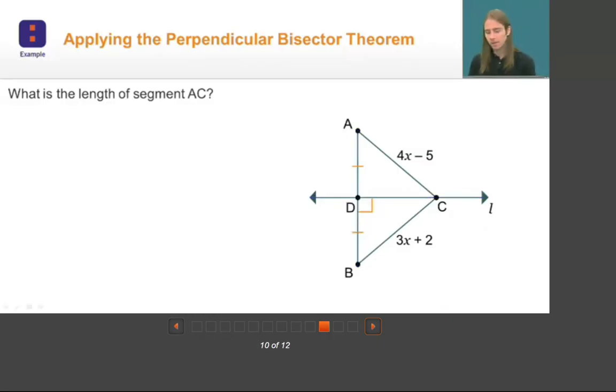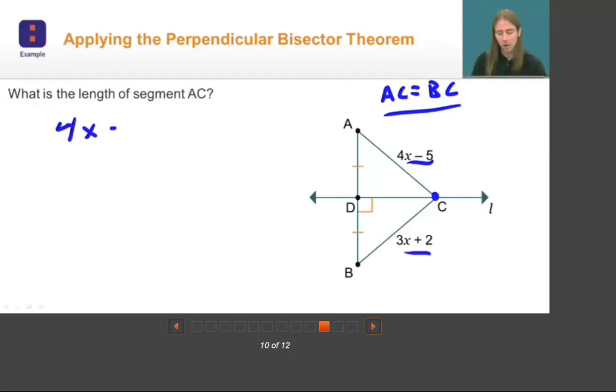And furthermore, since point C is a point on line L, I know that it must be equidistant from the endpoints of line segment AB. So that tells me actually that the length of AC is equal to the length of BC. And we can use that fact along with these expressions to write an equation that we can use to solve for x. After we've solved for x, we can substitute it into one of these two expressions, and we'll get the length of AC. So here what I'll need to do first off is combine like terms.